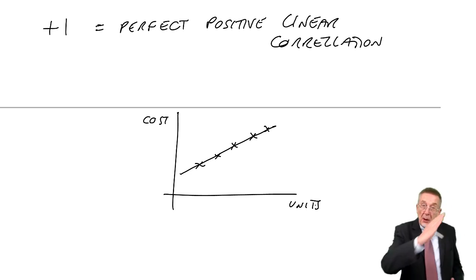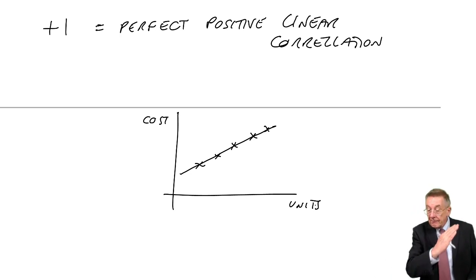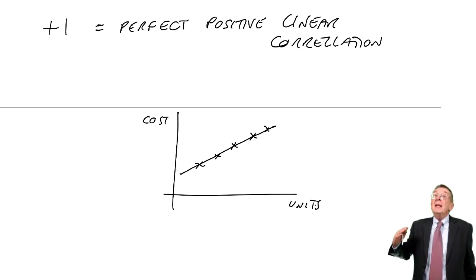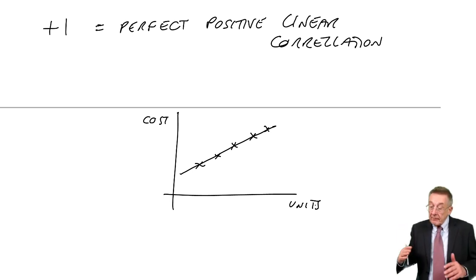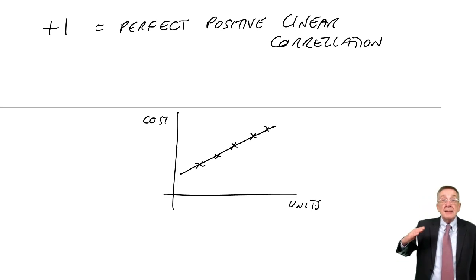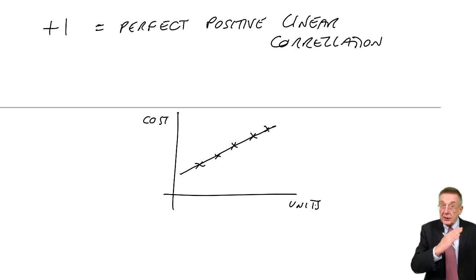Well, which way around are we? We're both going up together. Well, plus 1. If it's positive, they're going up together. If it's 1, it means it's perfect. It's exactly on a straight line.